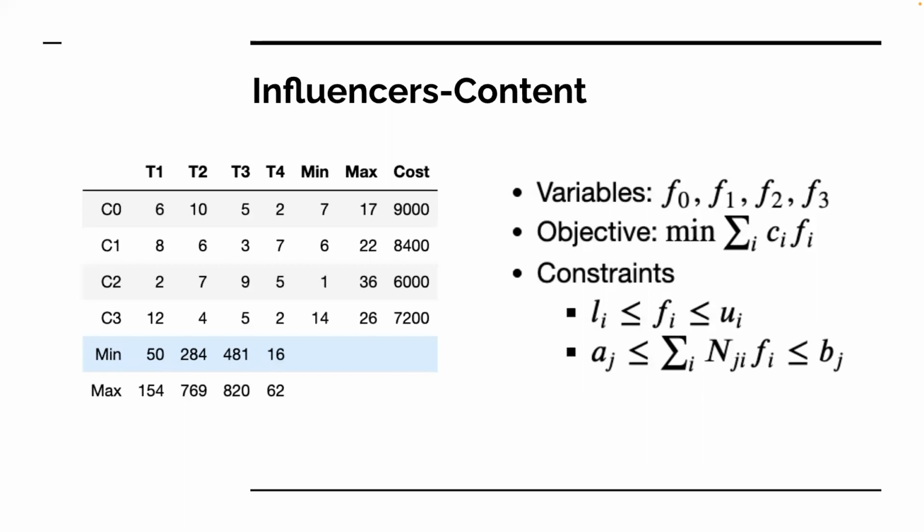We also have the minimum content I want to get from C0, and the maximum I can get from C0. That's a constraint that the business has given me. And the cost is associated, which is the cost I incur for taking this creator. Similarly, vertically, if you go deep down in the T1 column, it says the minimum number of that type I need. So that my audience can engage with me, I need at least 50 units of T1, but I don't want more than 154 units of T1. So this is basically the setup. Okay.